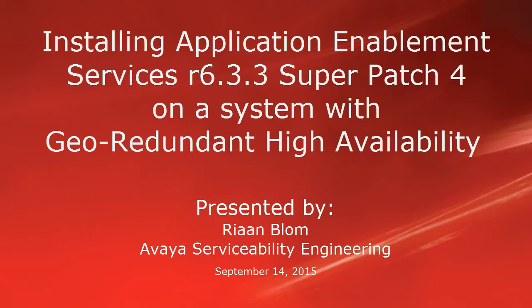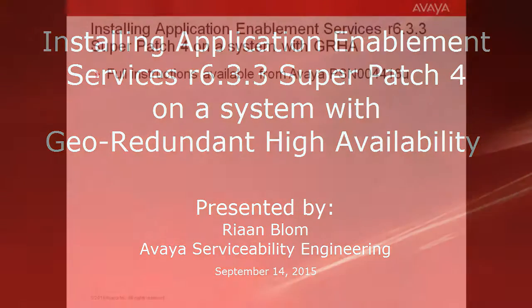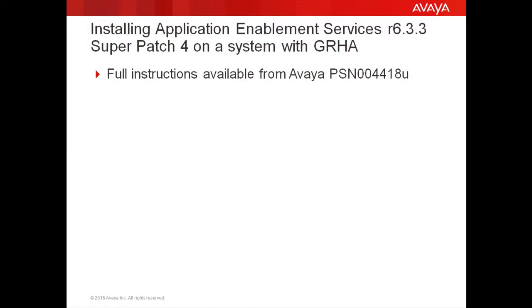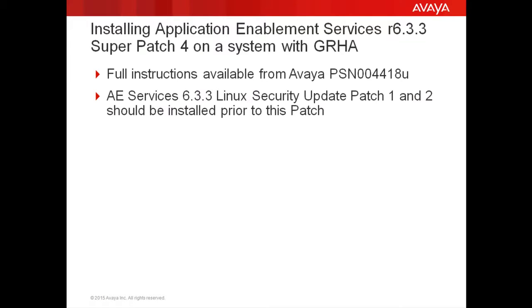This video is about installing Avaya Aura Application Enablement Services Release 6.3.3 Superpatch 4 on a system with geo-redundant high availability. First, I need to review some important notes regarding this superpatch. Full details and instructions regarding this superpatch can be found in Avaya Product Support Notice 4418U.